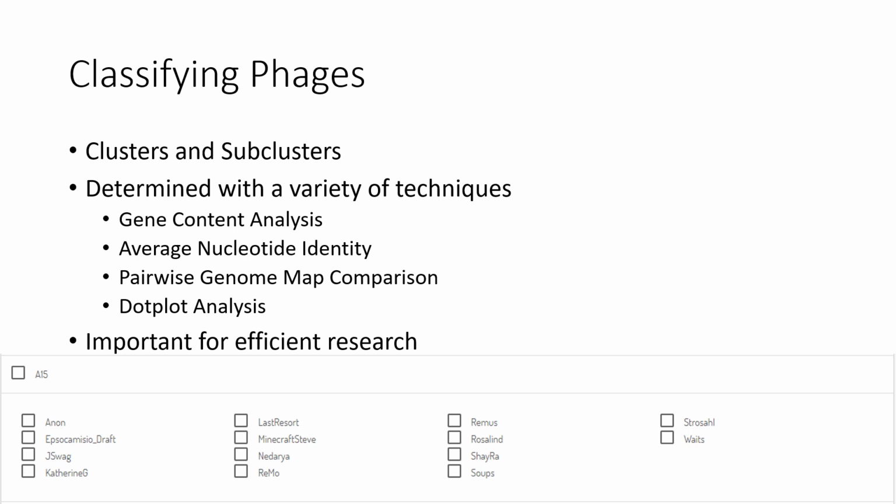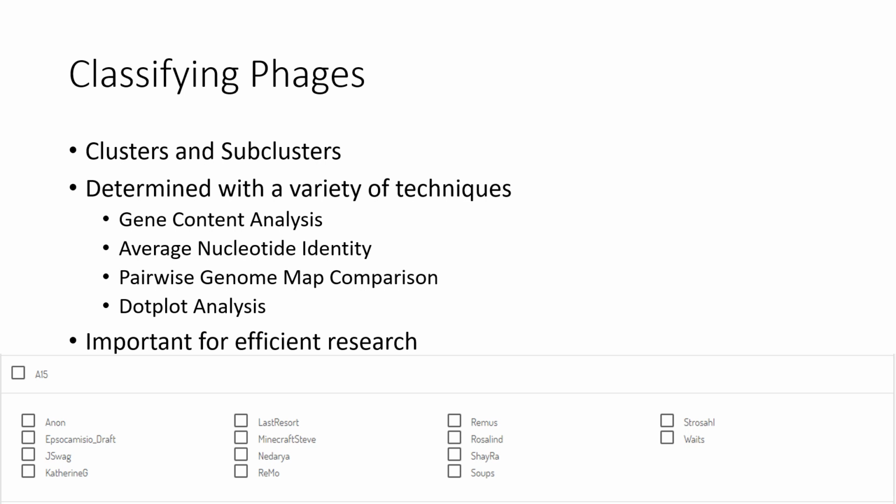Cluster and subcluster assignments are determined using a variety of techniques, including gene content analysis, average nucleotide identity, pairwise genome map comparison, and dot plot analysis. Dot plot analysis is the most common method and is what I use in the study. Classifying phages is important for efficient research. Being able to identify phages that are closely related to each other and look at differences between them that may be due to genetic differences such as tail length or infectability of bacteria is important.